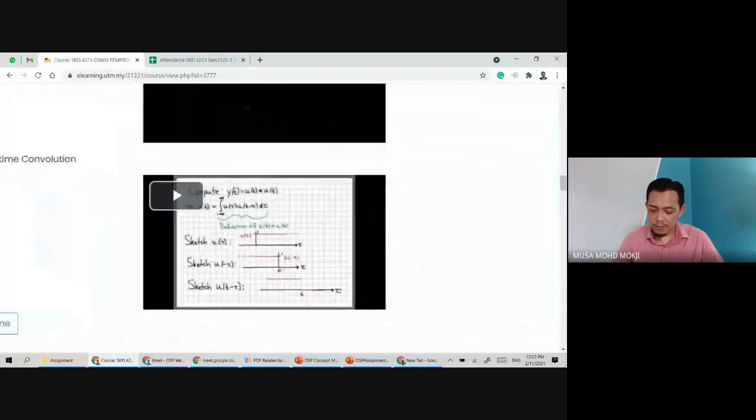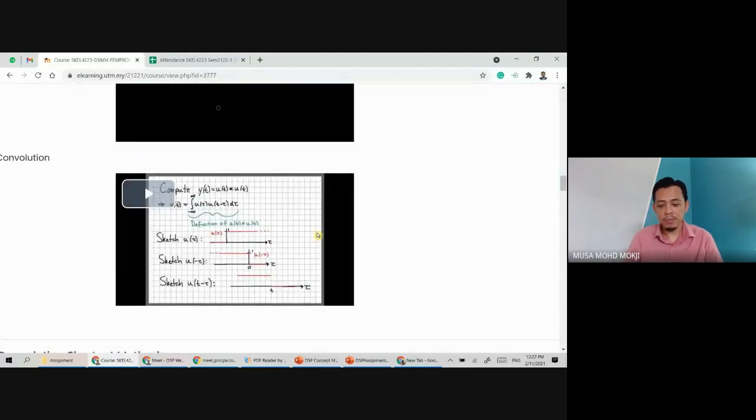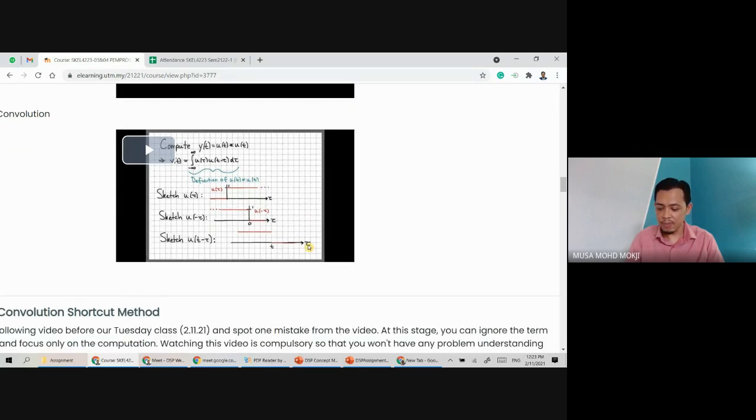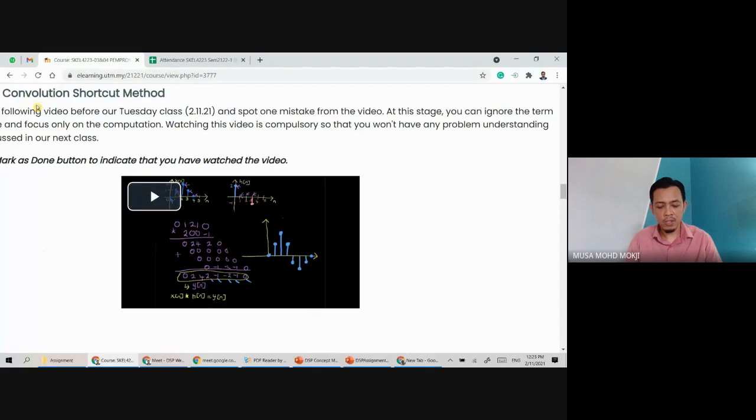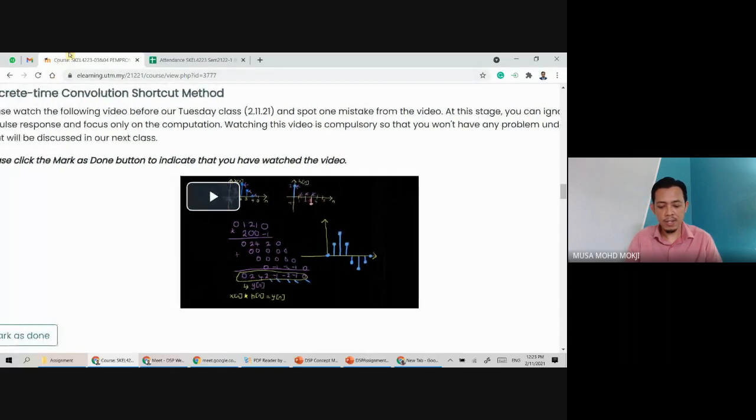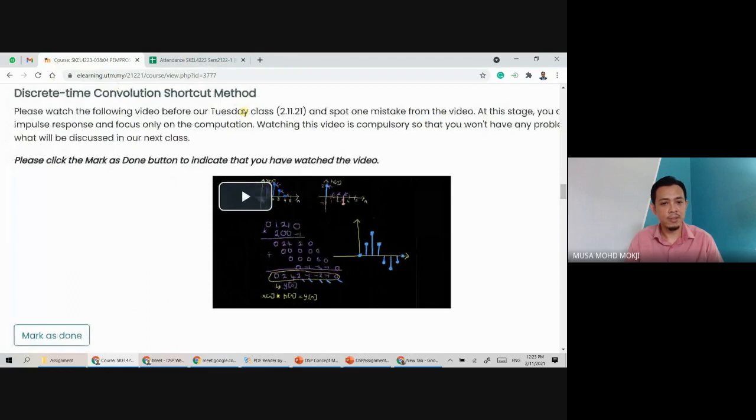So actually we have this convolution, right? It is on a step signal, and then this one. The title is discrete time convolution shortcut methods.